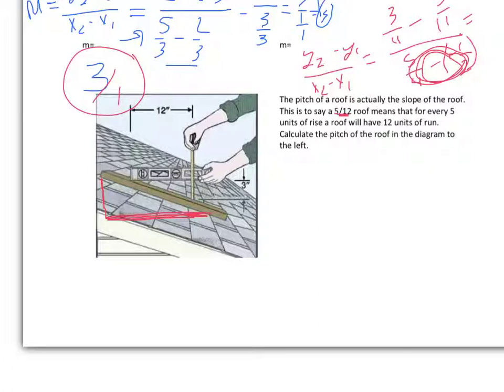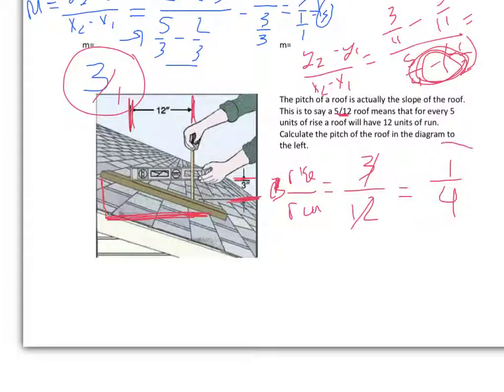So, calculate the pitch of the roof using the diagram. Now here's the deal. This is a 5/12. Right here, they're saying that this distance that they've gone down is 3, so the rise being 3, when the run is 12. So the rise here being 3 over the run 12, thinking about slope as rise over run, and we can simplify that a little bit to a pitch of 1 over 4.